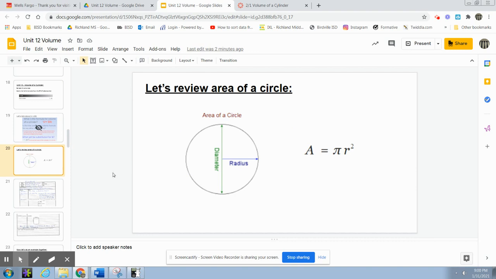Let's review area of a circle. So we know that area of a circle is, if the line goes all the way across, that is your diameter. We do not need the diameter. We only need half of that, which is your radius. Therefore, if you know your diameter is 10, you need to divide that by 2 to get your radius of 5. Okay? Let's look at the next one.